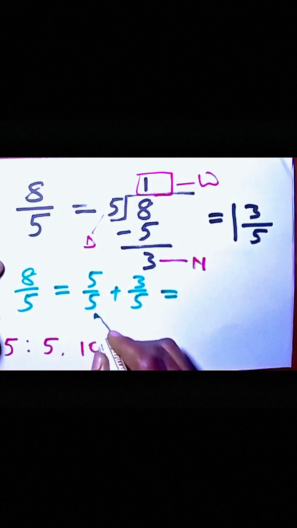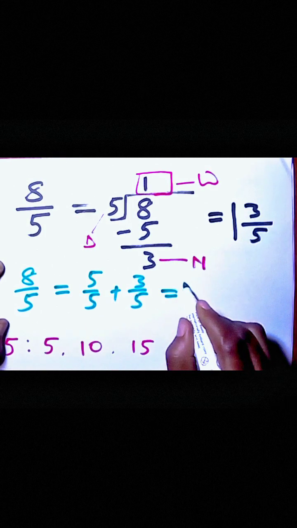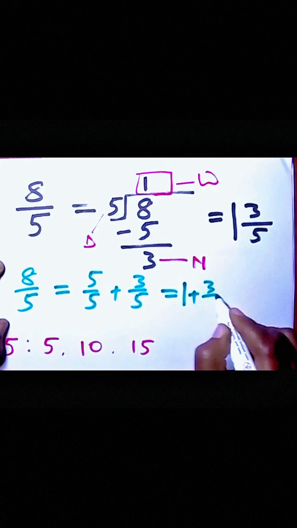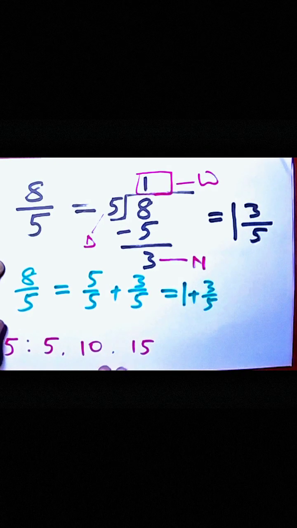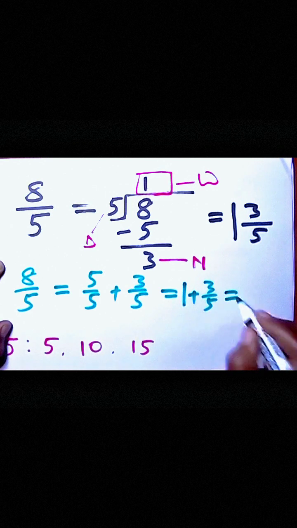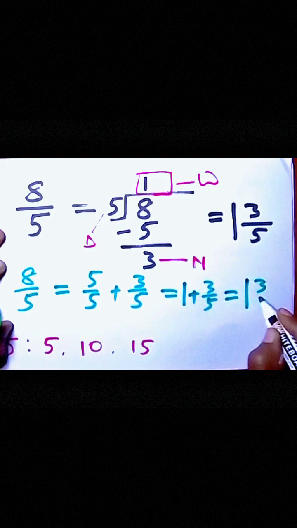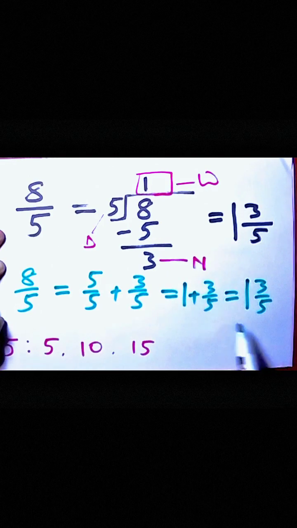When we have 5 over 5, it gives us 1 plus 3 over 5. Of course, there's nothing you can do to that 3 over 5. And this is the same thing as 1, 3 over 5, which is the same result that we got earlier. You can see that this method is very easy, but whichever method is convenient for you, please feel free to use any method that is convenient.